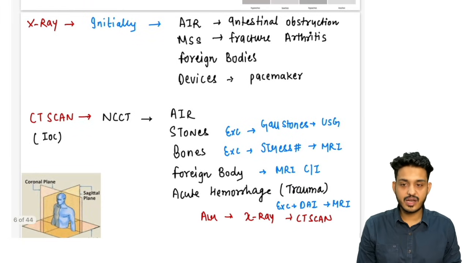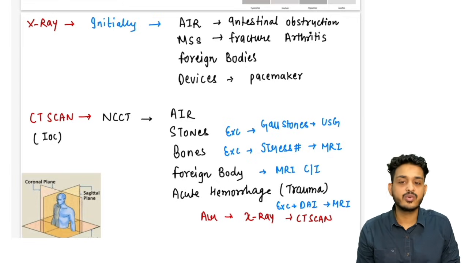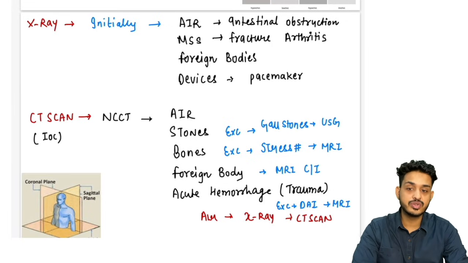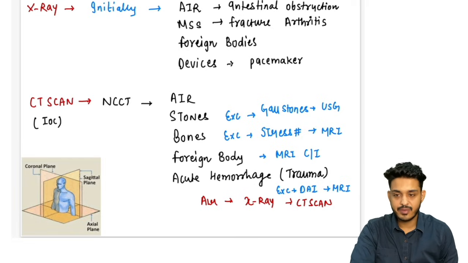Ultrasound, because gallstones can be made up of other things also, like cholesterol, which is not going to come out here. So for gallstone we are going to do ultrasound. For all other stones you can do CT scan. For bones, the investigation of choice is definitely going to be CT scan.